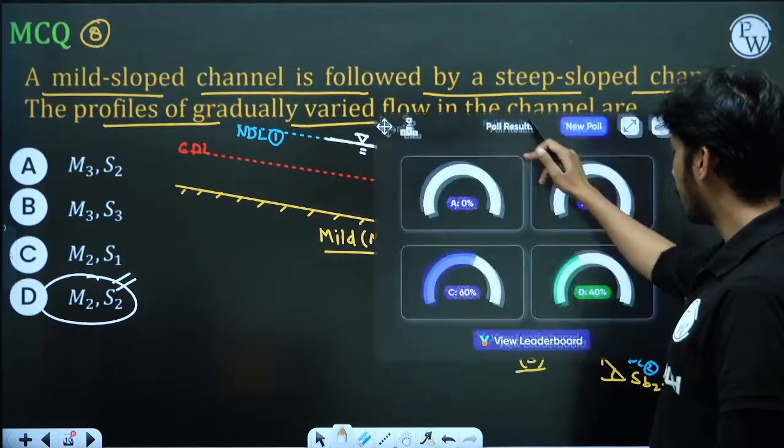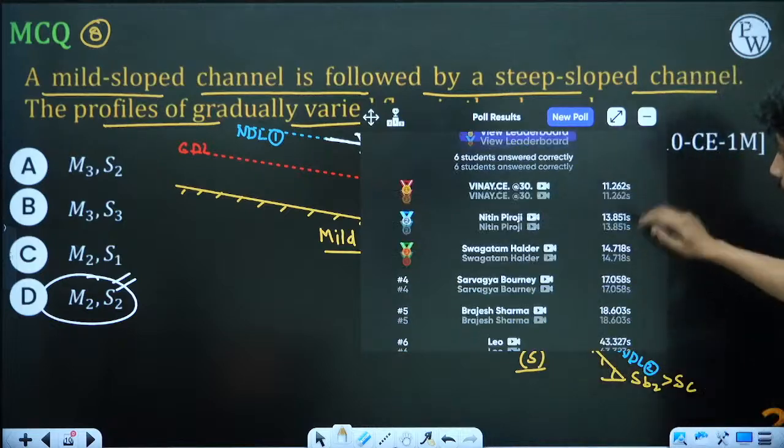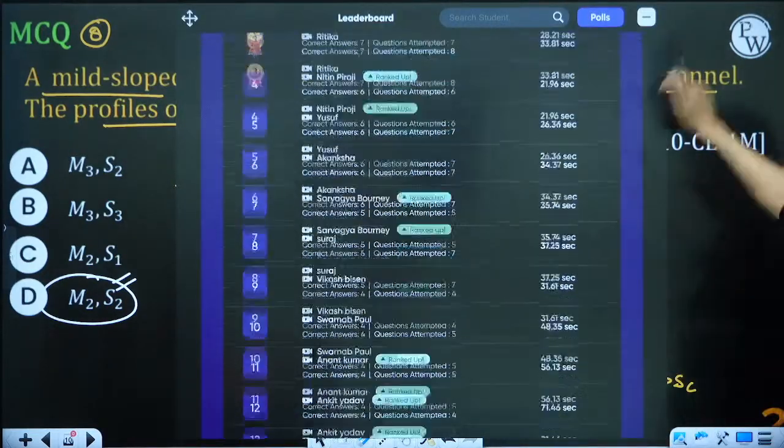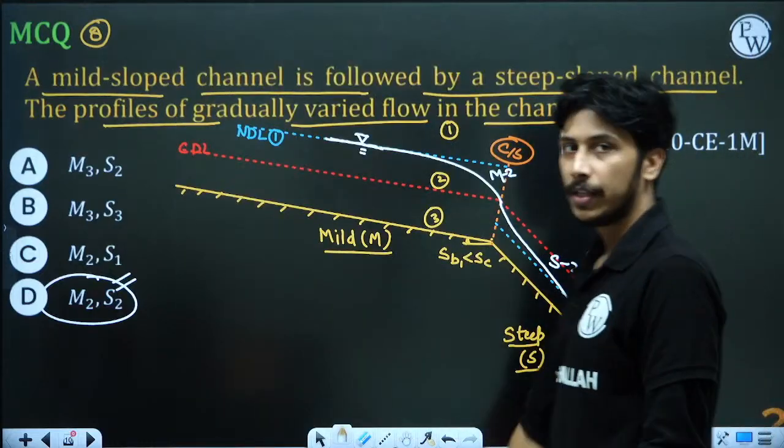Very few students, only 14% students, are giving the answer. I have given the correct answer. Vinay, Swagatam, Ritika, Nitin, Yusuf, top 5. Overall 27 students are giving the answer.